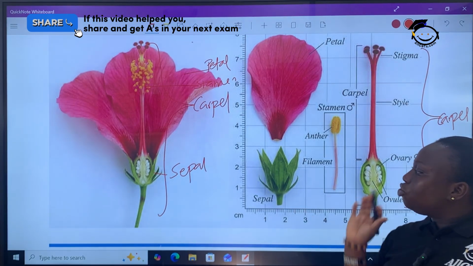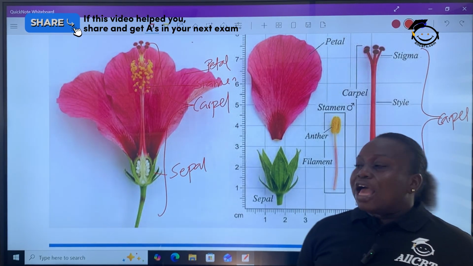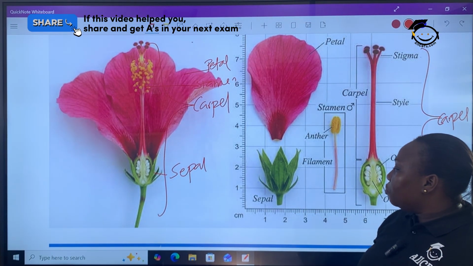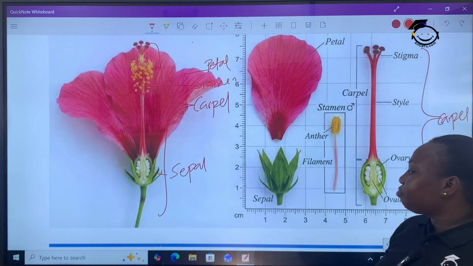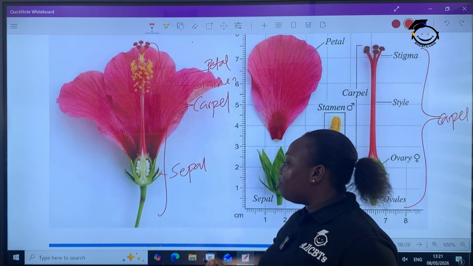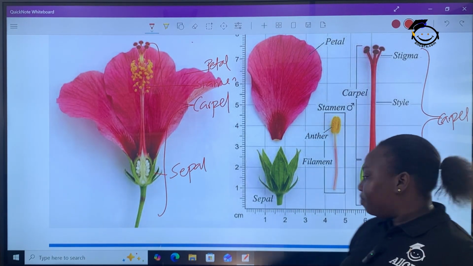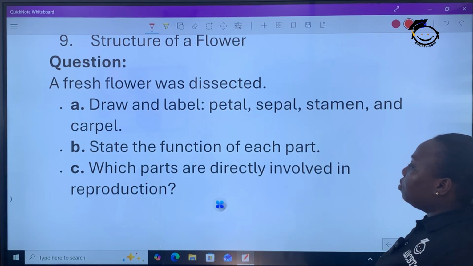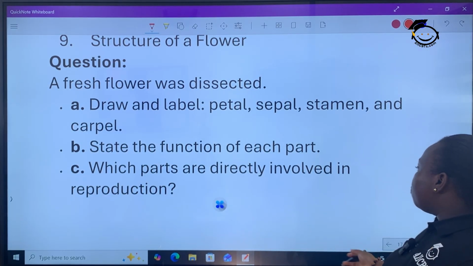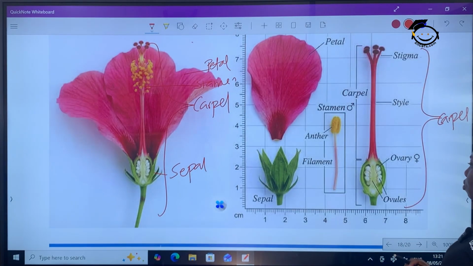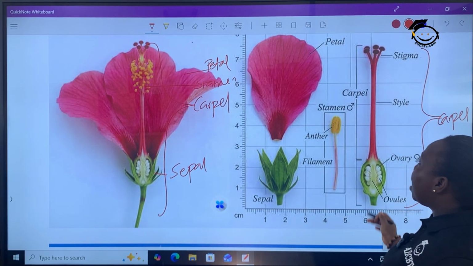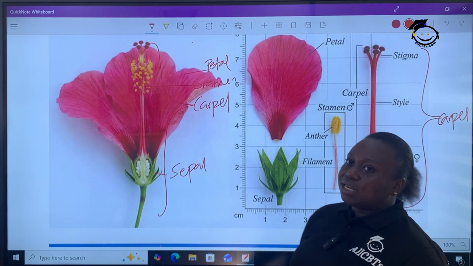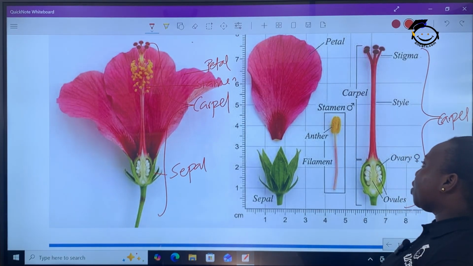And don't forget to always draw with your pencil, and always make sure you label your diagram. You can title it: diagram of a flowering plant. Which parts are directly involved in reproduction? The parts that are majorly for reproduction are the male part and the female part. These are our stamen and our carpel.